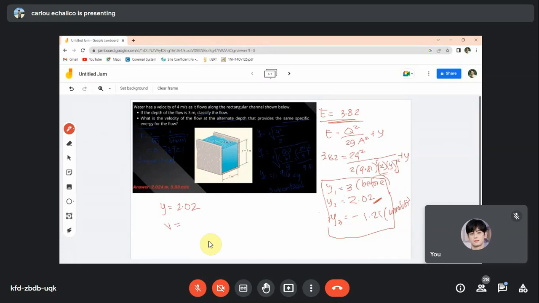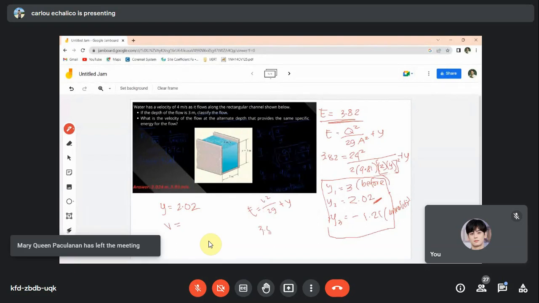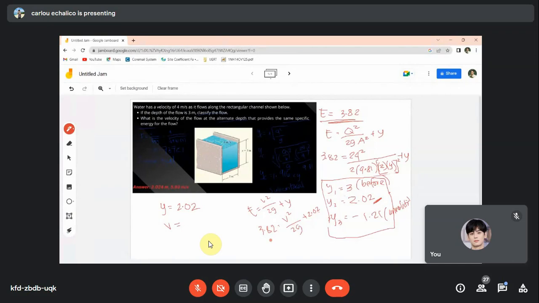Substitute into our first formula, sir, and the y to use is 2.02: v squared over 2g plus y. Your E is still the same, so 3.82 equals v squared over 2g plus your y now, which is 2.02. So what is your velocity now? 5.94, sir. 5.94 meters per second. So now you get the velocity.